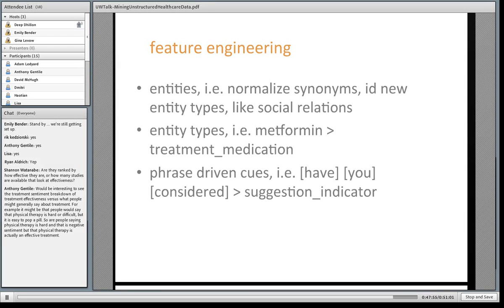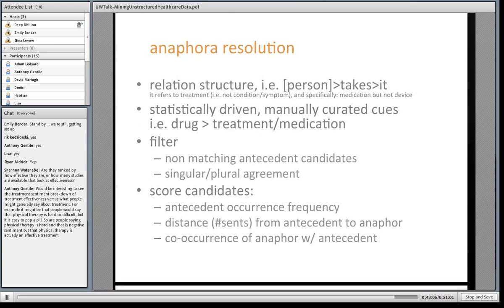Then we talked about the phrase-driven cues, like "have you considered": synonyms of have, synonyms of use, synonyms of considered, passing that in as a suggestion indicator. A little bit on anaphora resolution. I showed you some of those examples.